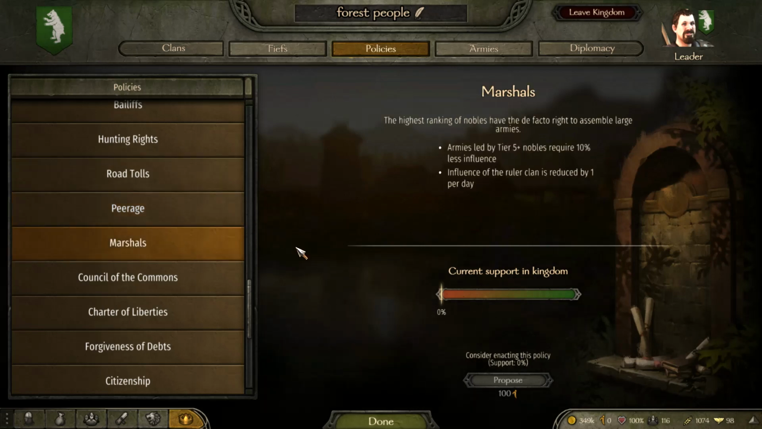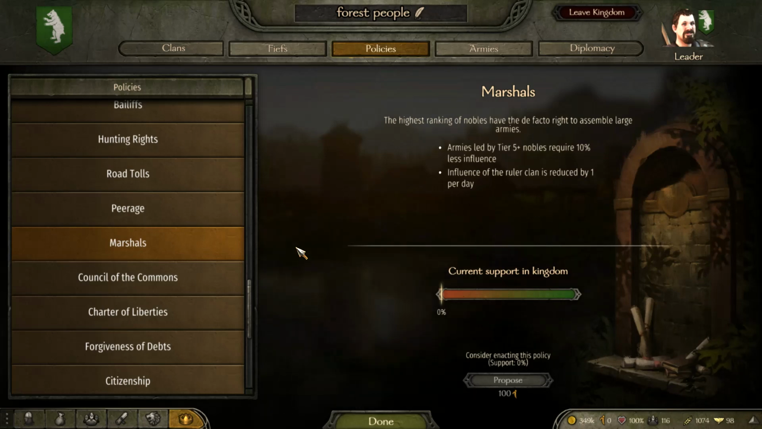Marshals, armies led by tier 5 plus nobles require 10% less influence. Influence of the ruling clan is reduced by 1 per day. So losing 1 influence per day isn't too bad, because you're going to be the ruling clan, you should be getting a lot anyway. So it shouldn't be that bad, and it just means that all your tier 5, tier 6 nobles can form armies at a much less cost.